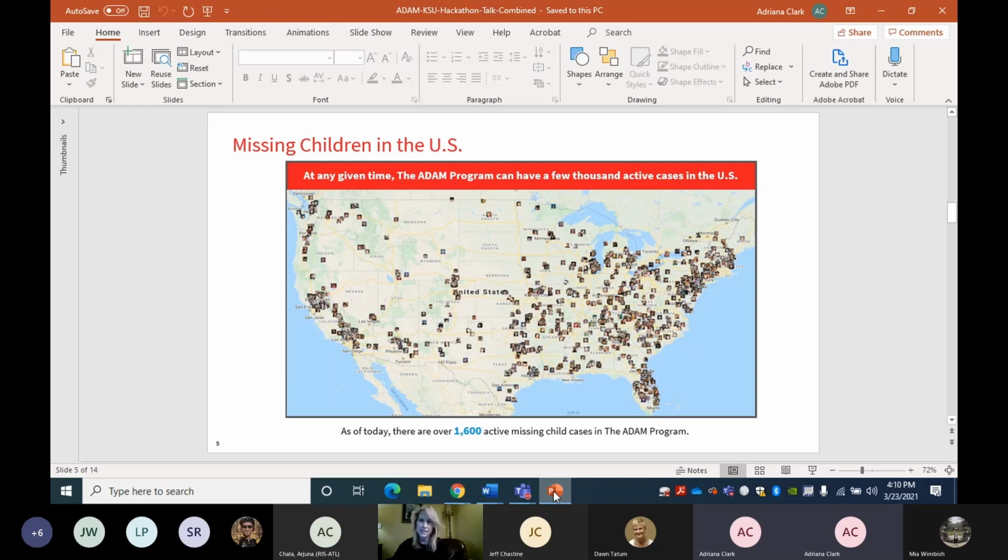program across the United States. As of today, there are over 1,600 active cases in the ATOM program. In an average week, NCMEC distributes approximately 40 to 50,000 alerts on roughly 50 missing children cases nationwide. This image also depicts how certain areas of the country seem to have more missing children reported than other areas.